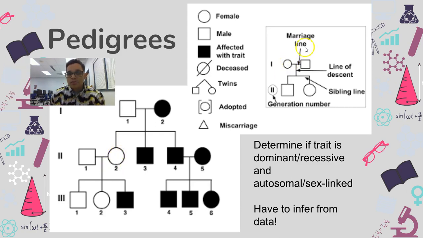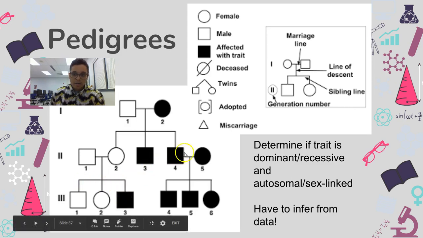Also, it tells you here more in the key that the horizontal line across is marriage, and the line down is a line of descent. So these two are married and these three are their kids. So marriage, and then you have 3 kids based off that. These two are married and they have 3 kids.